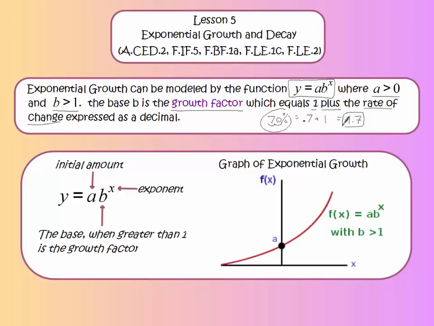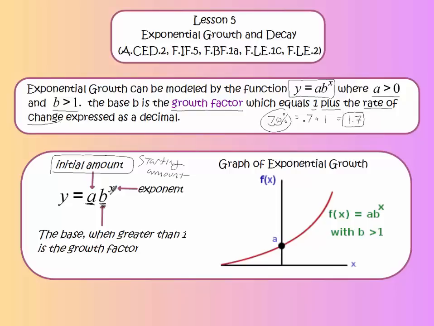Down here is the algebraic expression, how this thing shakes out. So we have the initial amount, that's your a value. Okay, so whatever you start with. If you're talking about your money growing exponentially and you started with $100, that would be what your a is, the initial starting amount. The b, like we just discussed, is the base, and when it's greater than 1, we call this the growth factor. To find the growth factor, we always take 1 plus the rate of change.